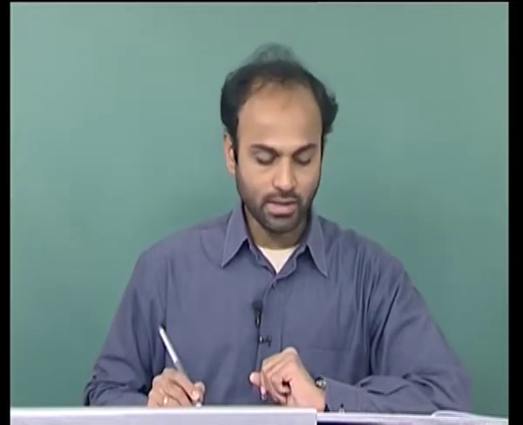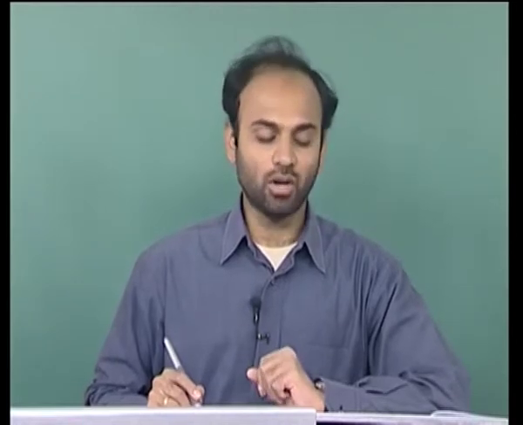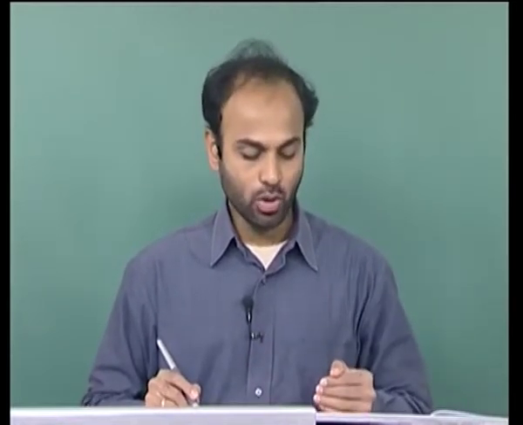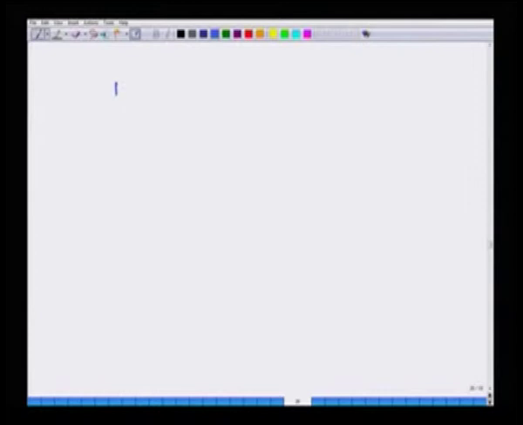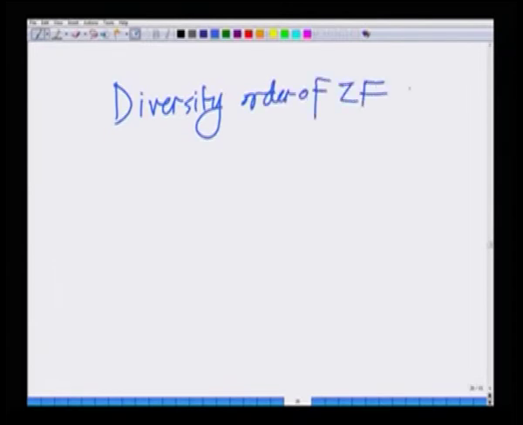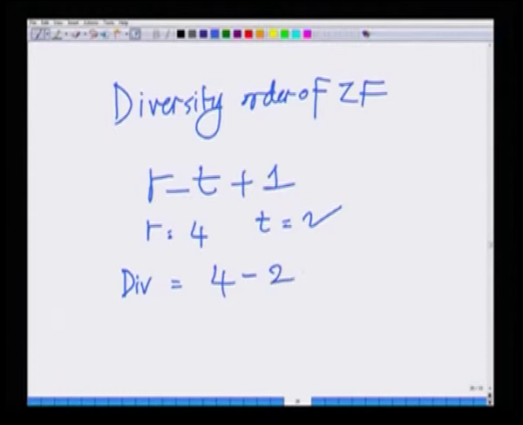Now, what is the disadvantage of these inverses and pseudo inverses? First, let me talk about the diversity order of this ZF receiver. We are not going to derive this. Diversity of ZF is R minus T plus 1. Let us say there are 4 receive antennas, R equals 4, T equals 2, diversity equals 4 minus 2 plus 1 equals 3.